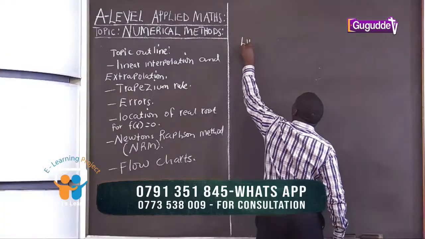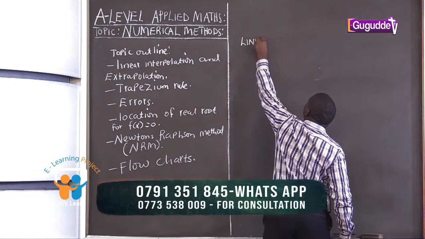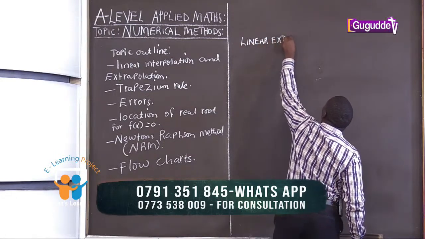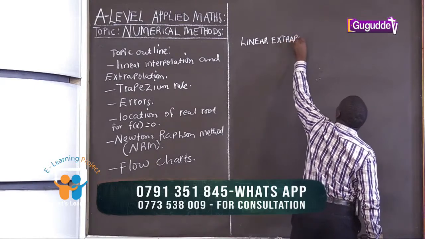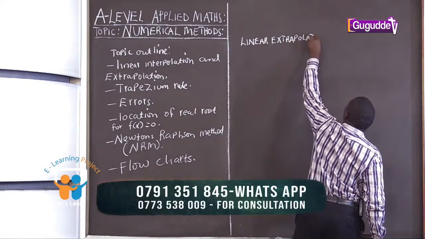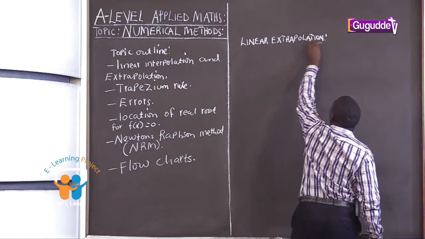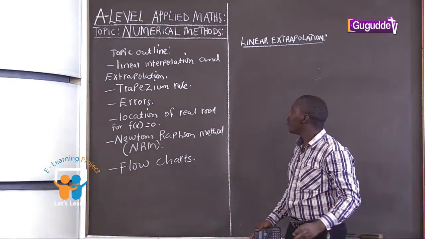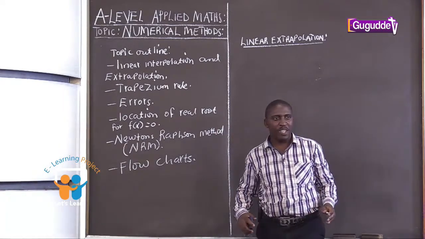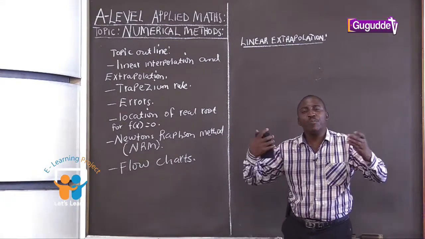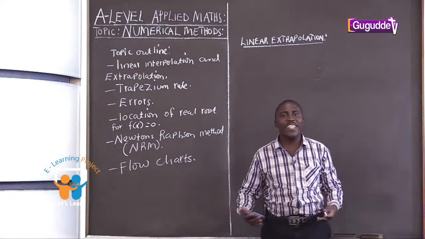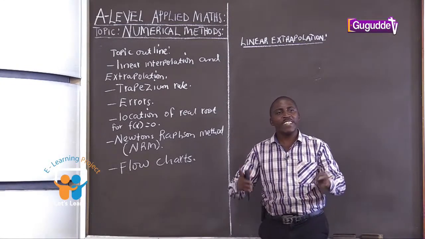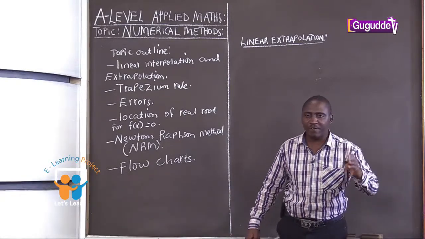Linear extrapolation. Now, linear extrapolation is the opposite of linear interpolation. If it is the opposite, this simply means that whenever we are speaking about linear extrapolation, it deals with computing the values that lie outside the given data.